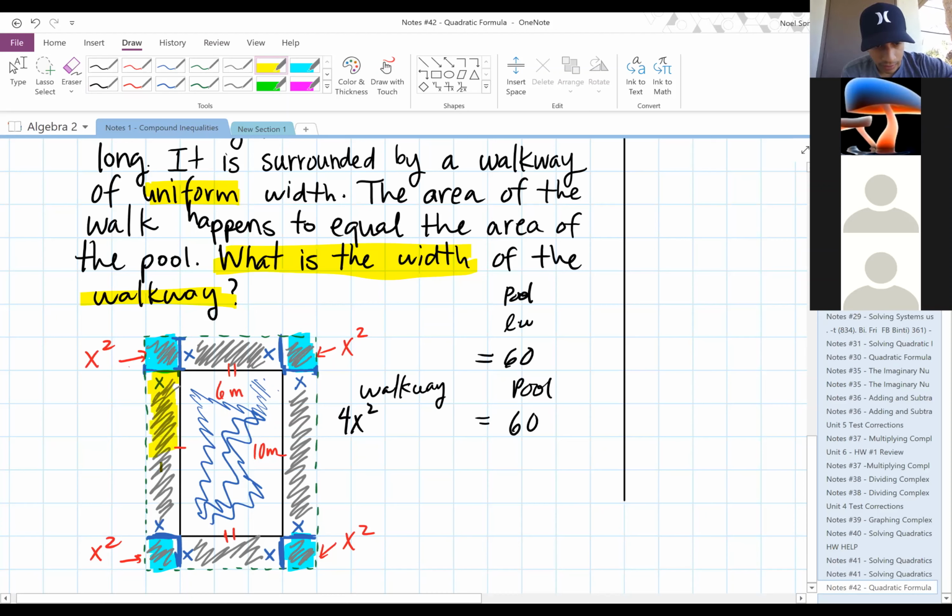How could I find the area for this part of the walkway? Yeah, that would be 10x, right? Because if you know that the length going down the long side of the pool is 10, you can find the area by multiplying 10, which is the length, times the width, which is x, right? So that gives you 10x, okay? But would you agree that there's 2 of those?